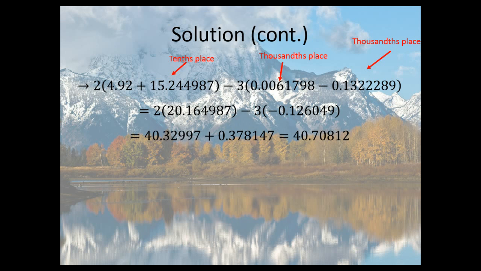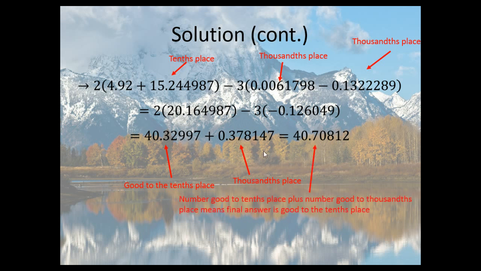So running this through, we have the 2 times this number, which is good to the tenths place, so this, which is the third sig fig, gives this number, which is good to the third sig fig, which is the tenths place. And then 3 times a number that's good to 3 sig figs, or the thousandths place, means that this number right here is good to 3 sig figs, which is the thousandths place, which means that this answer right here is also good to the thousandths. This answer right here is good to the tenths place, because we have a number that's good to the tenths plus a number that's good to the thousandths, so the final answer is good to the tenths place.